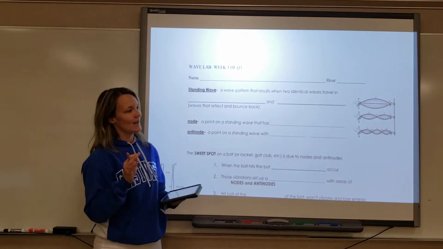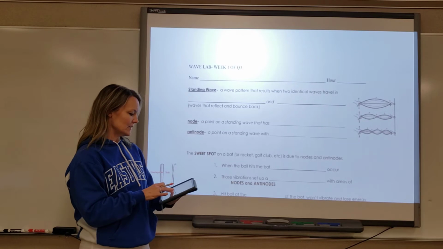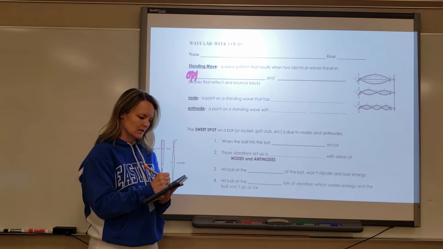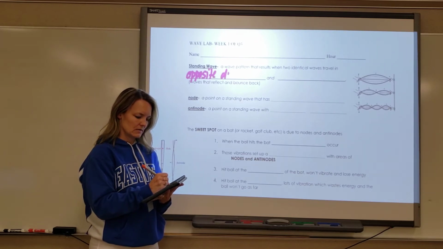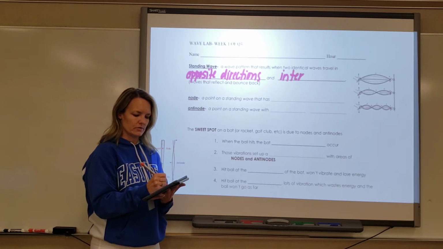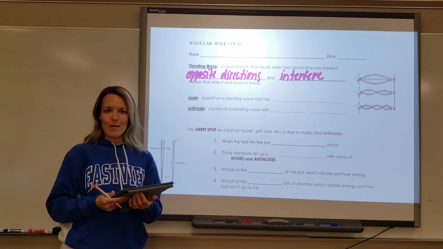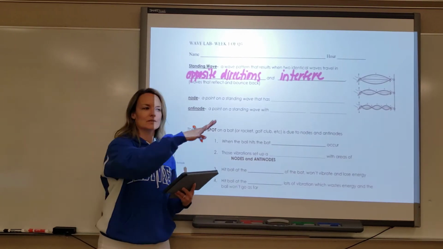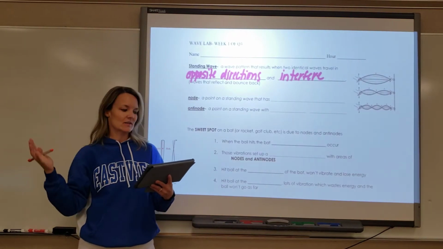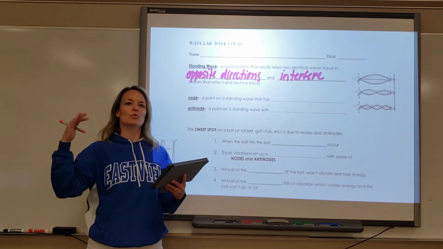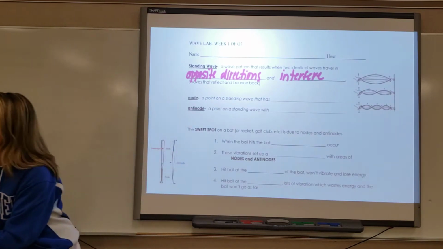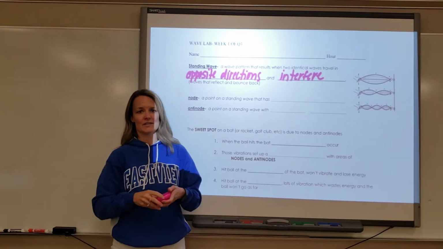All right, first thing, a standing wave. A standing wave is the wave pattern that results when two identical waves travel in opposite directions and then interfere with each other. So what happens is one wave goes, it hits something, reflects back, and moves backward in the opposite direction. So they're identical waves moving in opposite directions, and they cause interference with each other. When this happens, you get a wave pattern called a standing wave.